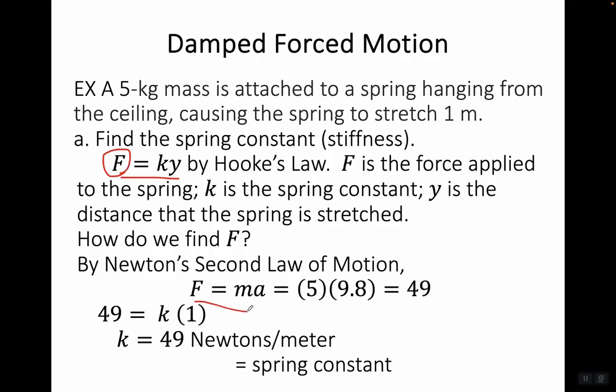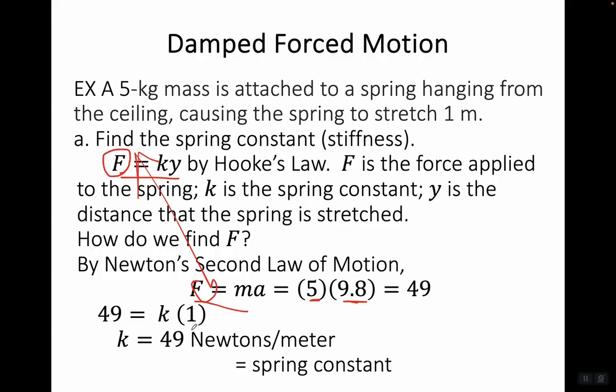F equals ma. M in this case is 5 kilograms, that's the mass, and A is the acceleration due to gravity, which is 9.8. So in these problems, A is always going to be 9.8. Multiply those together and we get 49. So now we know that F equals 49, plug that into this equation, and we end up with 49 equals K times Y, in other words, K times 1. So K is 49 newtons per meter.